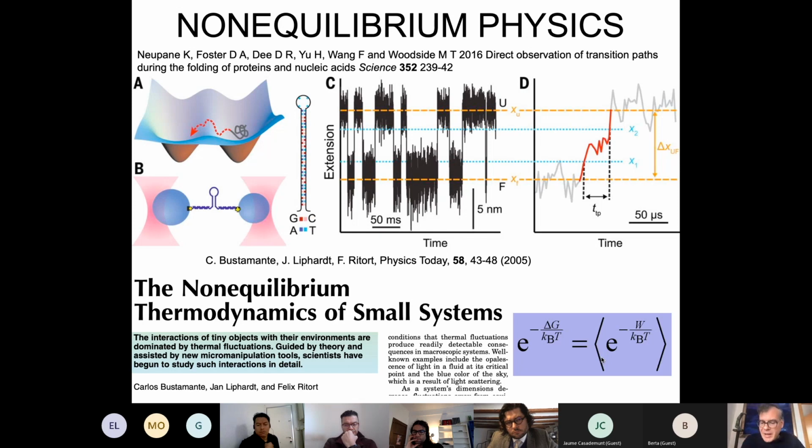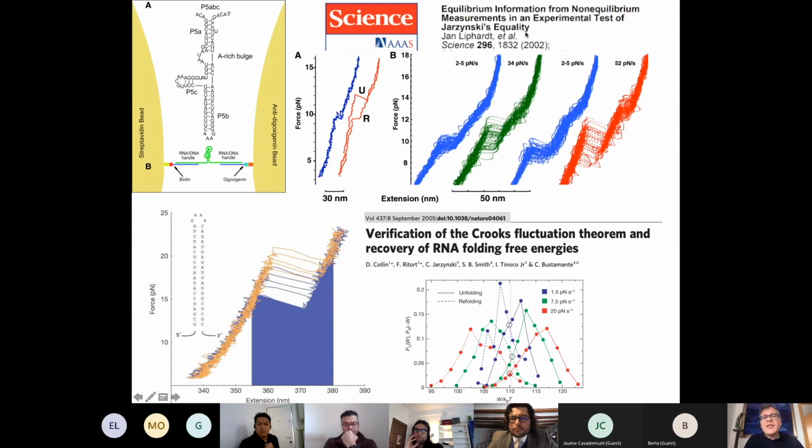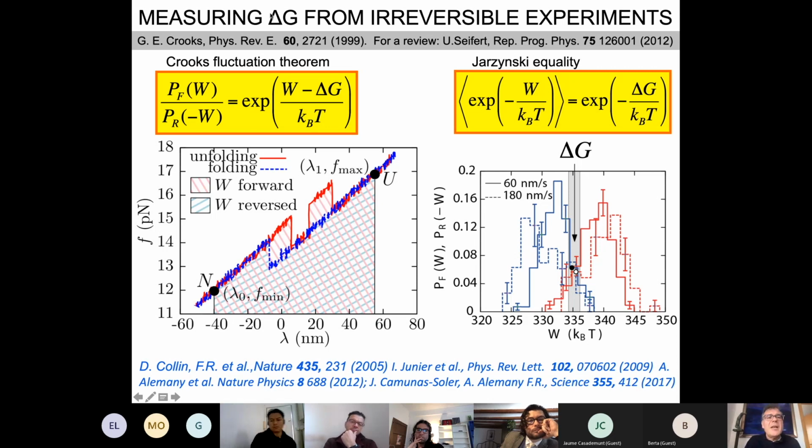But the Jarzynski equality, that's the main contribution, says that it is indeed possible in a small system when you can measure fluctuations. This was tested experimentally first in a paper in 2002, and then later, in 2005, I did an extension of this Jarzynski equality to the Crooks fluctuation theorem, where we could measure the free energy as well. In my lab, we have been working on this for several years, measuring delta G from irreversible experiments using either the Crooks fluctuation theorem or its corollary, which is the Jarzynski equality.